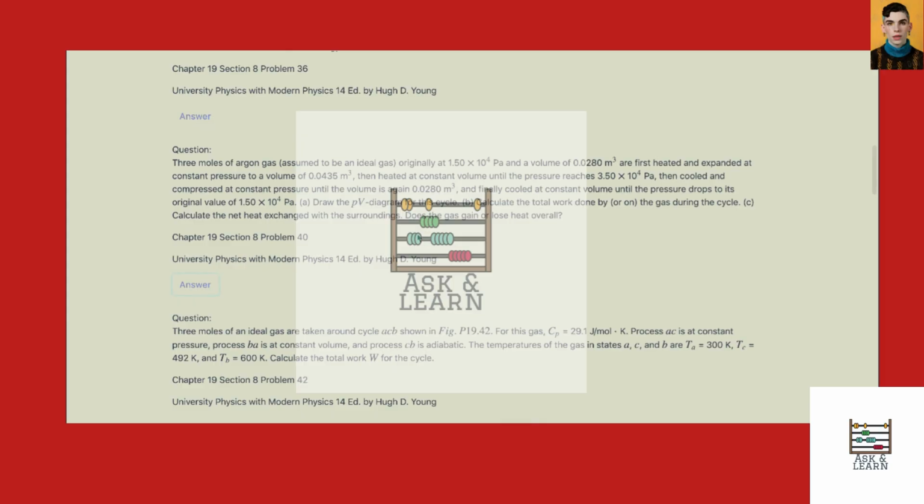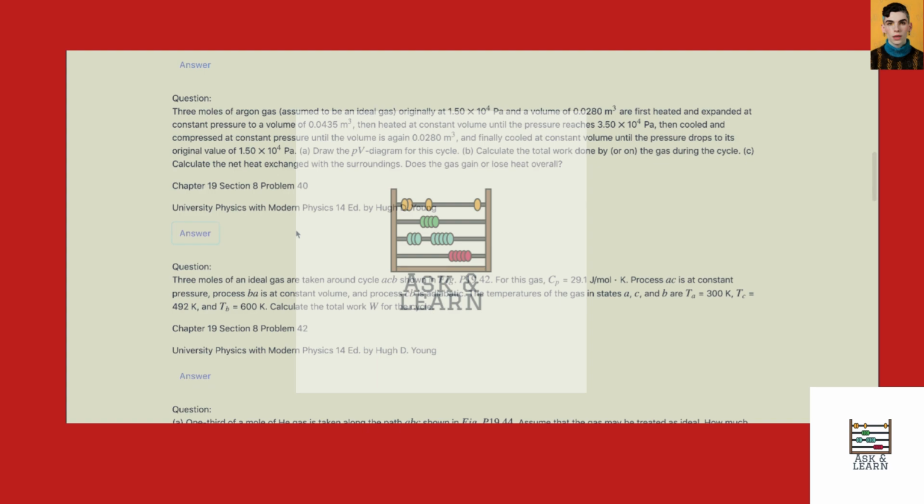3 moles of argon gas, assumed to be an ideal gas, originally at 1.5 times 10 to the 4 pascals and a volume of 0.028 meter cubed, are first heated and expanded at a constant pressure to a volume of 0.0435 meter cubed. Then heated at a constant volume until the pressure reaches 3.5 times 10 to the 4 pascals, then cooled and compressed at a constant pressure till the volume is again 0.028 meter cubed, finally cooled at a constant volume until the pressure drops to its original value, 1.5 times 10 to the 4 pascals.